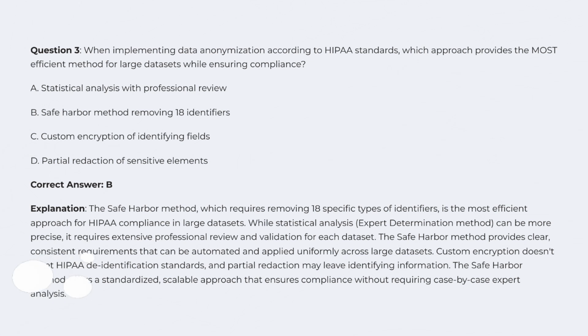Correct answer, B. Explanation. The safe harbor method, which requires removing 18 specific types of identifiers, is the most efficient approach for HIPAA compliance in large datasets. While statistical analysis, the expert determination method, can be more precise, it requires extensive professional review and validation for each dataset. The safe harbor method provides clear, consistent requirements that can be automated and applied uniformly across large datasets.